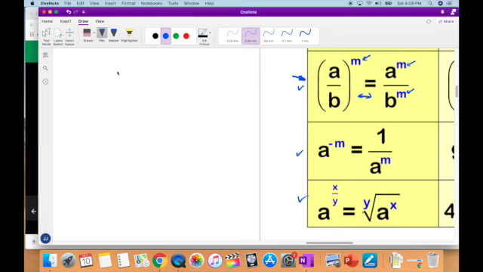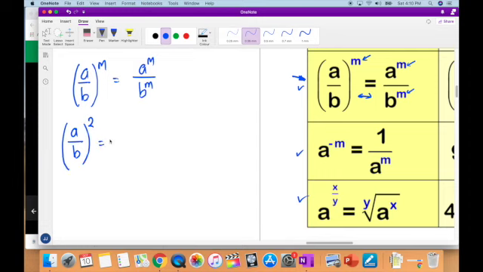So all of these rules you guys are supposed to know real good. Let's prove this one here. We'll use a over b all to the power of m, and we're trying to prove that it is equal to a to the m over b to the m. Let's choose m to be 2. So we have a over b squared. What is a over b squared? It is a over b multiplied by a over b. And we know that when we multiply fractions, you just multiply your numerators, a squared, and your denominators, b squared. Hence, proof.